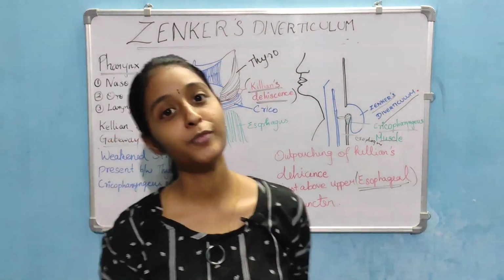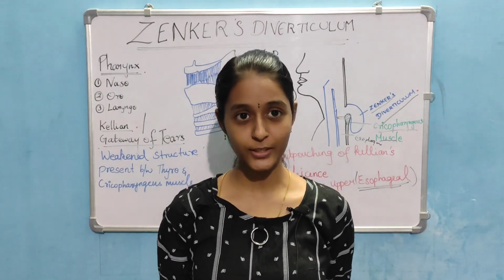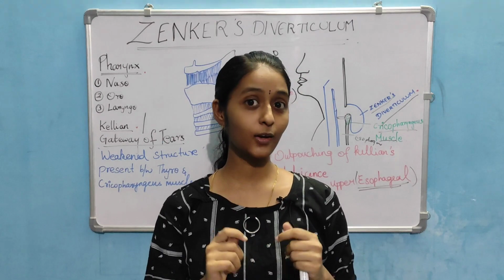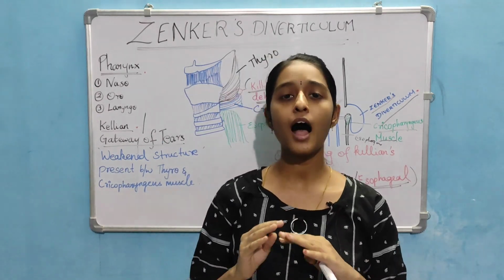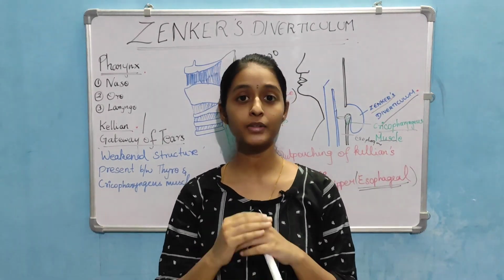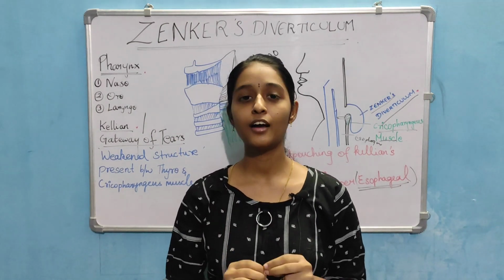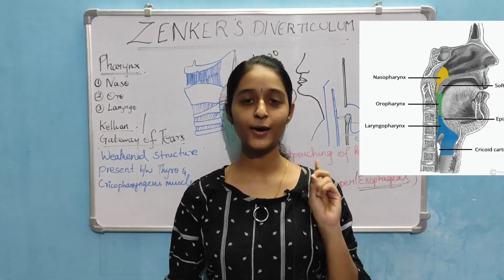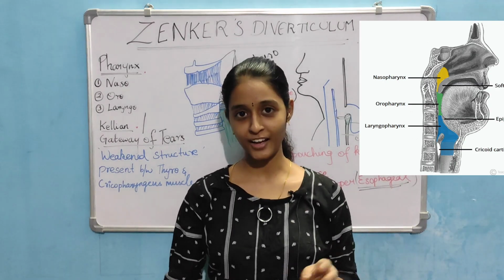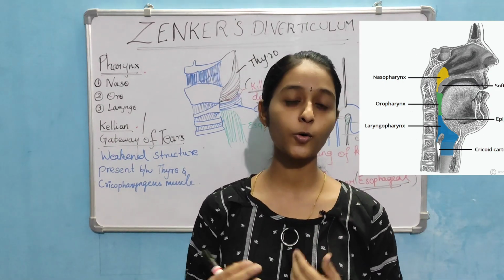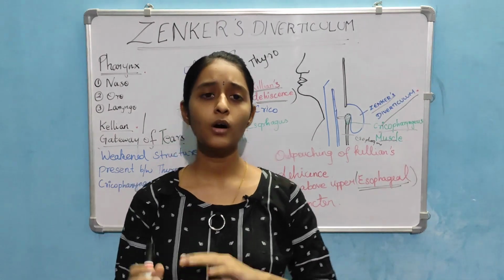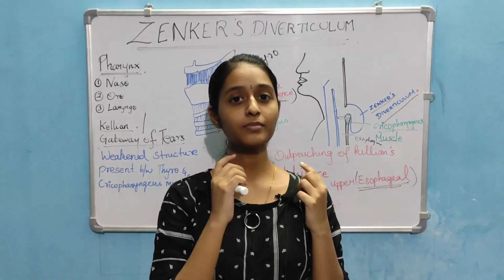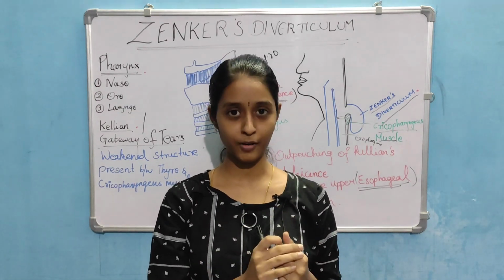Zenker's diverticulum. Before knowing what Zenker's diverticulum is, we have to know the location where it occurs. What is the location of Zenker's diverticulum? Actually, Zenker's diverticulum is related to the pharynx. The pharynx is of three types: nasopharynx, oropharynx and laryngopharynx. Laryngopharynx is also known as hypopharynx. So Zenker's diverticulum is related to the laryngopharynx, that is, the hypopharynx.